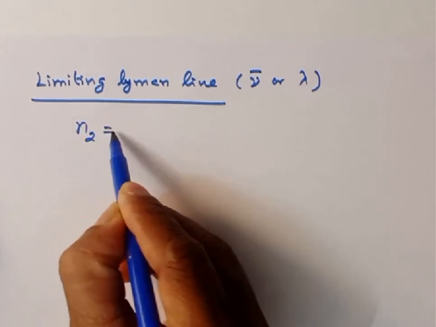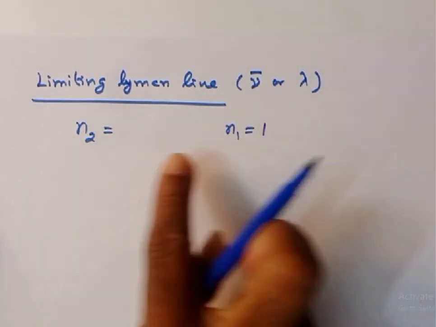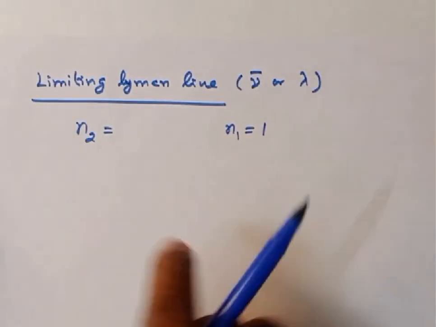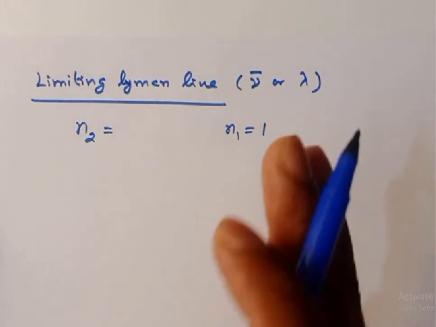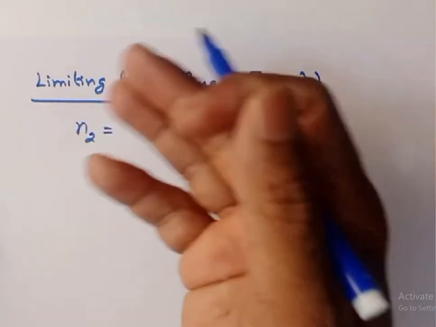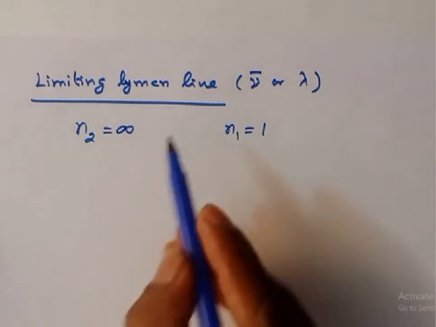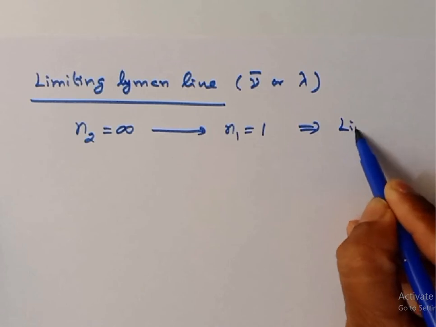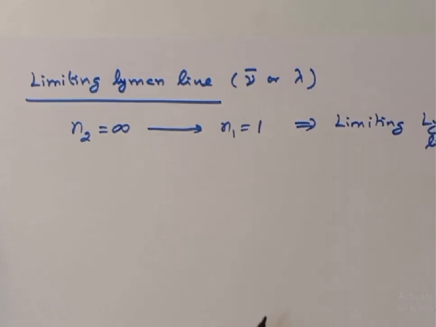Observe carefully. N2 means higher level, N1 means lower level. If the lower level is 1 and the higher level is 2, 3, 4, etc., then all those transitions from N2 to N1 will produce lines on this photographic plate, and those lines are called Lyman lines. Here N1 should be 1, N2 should be 2, 3, 4, 5, etc. Suppose N2 is the infinitely high level, then this transition, infinity to 1, will produce a line. It is called the limiting Lyman line in the hydrogen spectrum.